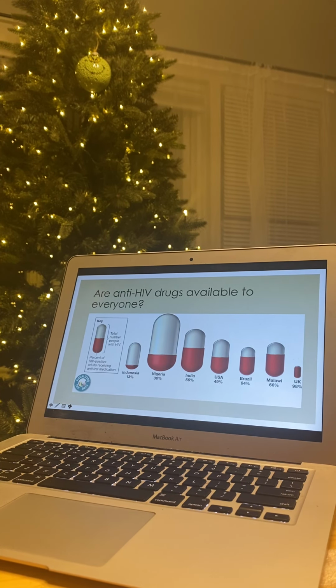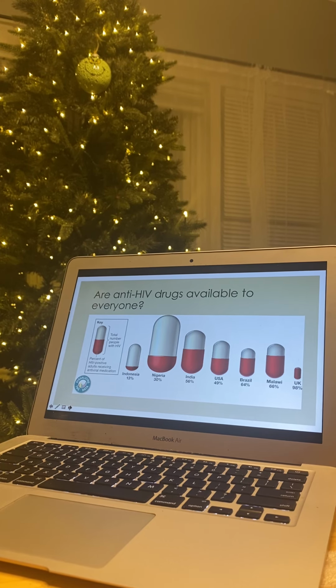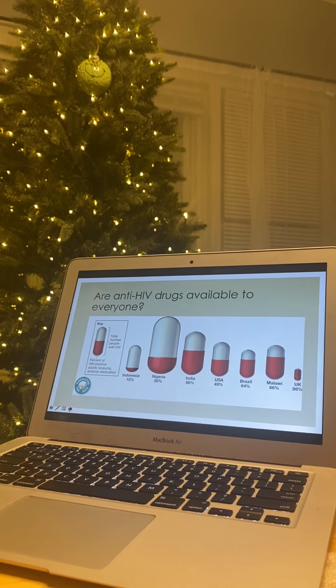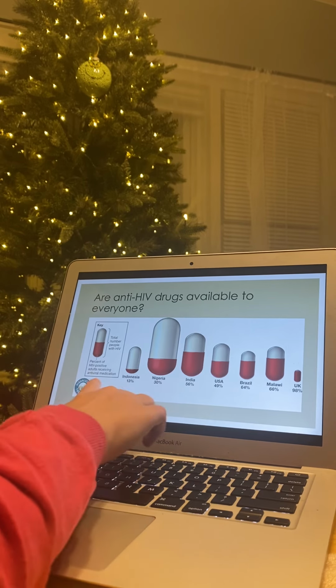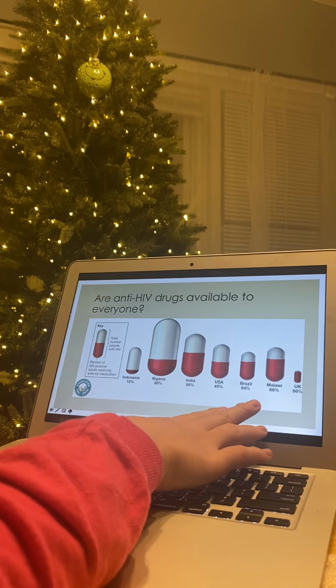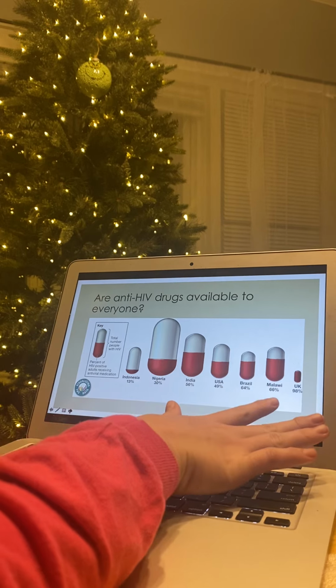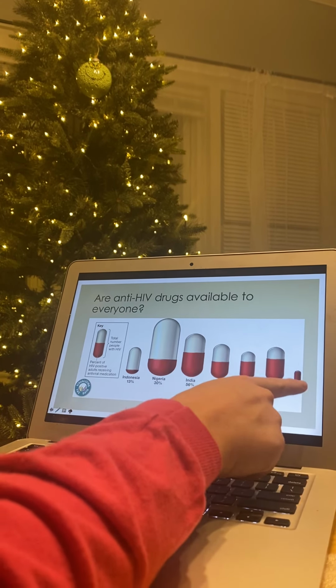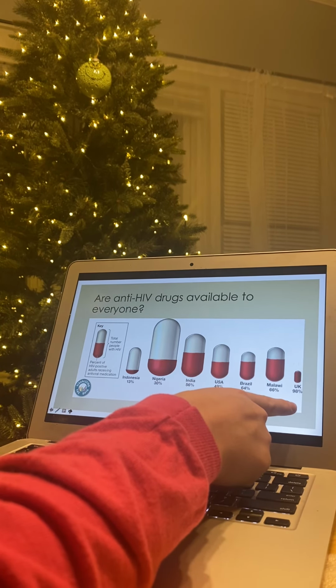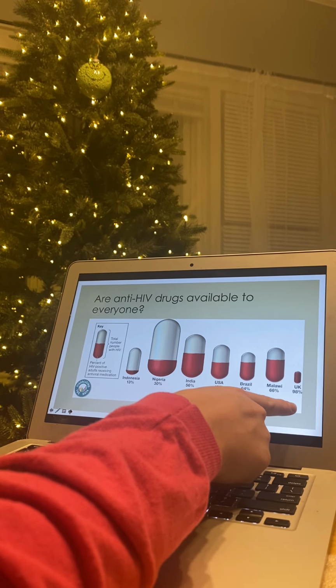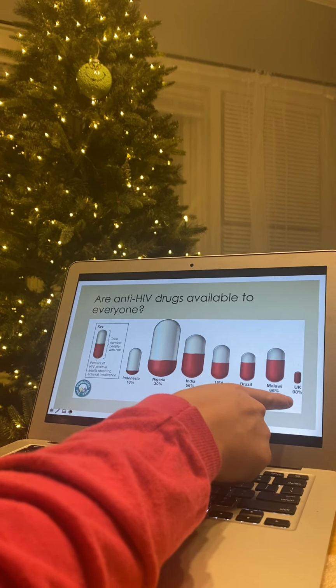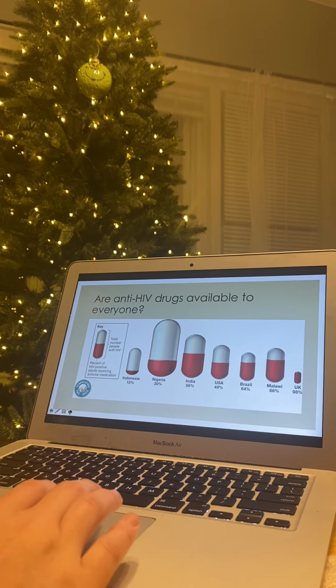Are anti-HIV drugs available to everyone? The majority of the people in the U.S. have the opportunity to get this drug, but sadly people outside of the U.S. have a harder time getting it. This is actually a statistic from our textbook, and the highest is actually the UK, where 98% of the HIV positive adults are receiving that medicine. So the UK is doing the best out of all these other areas, being able to get the medicine for them.